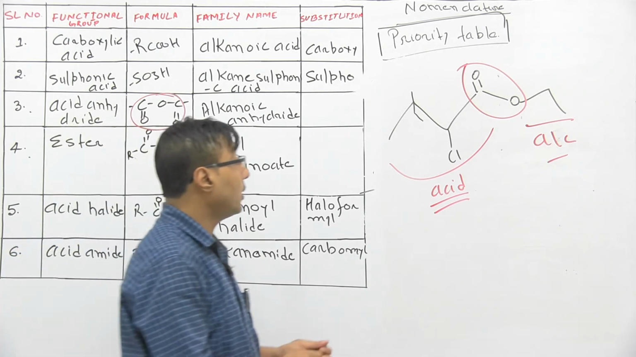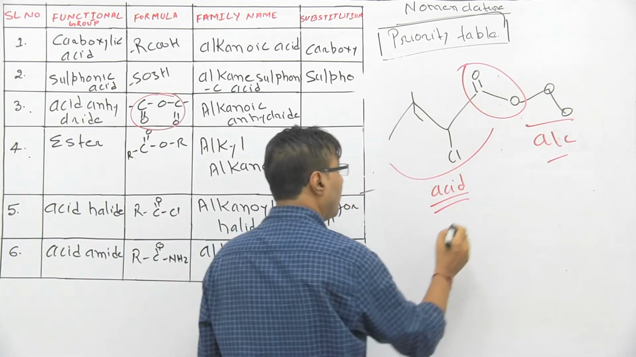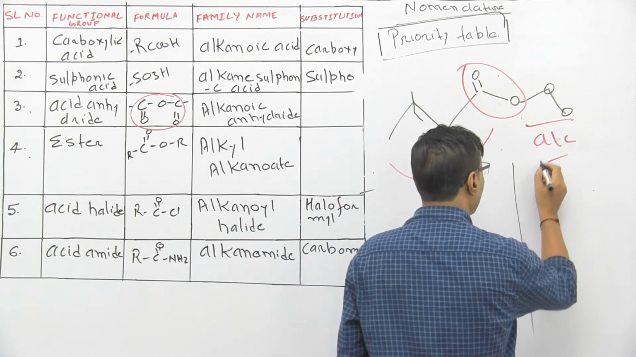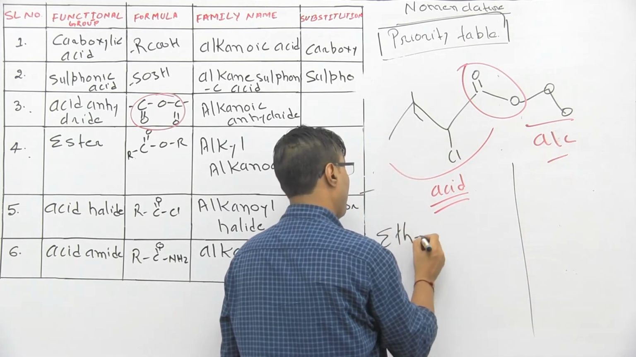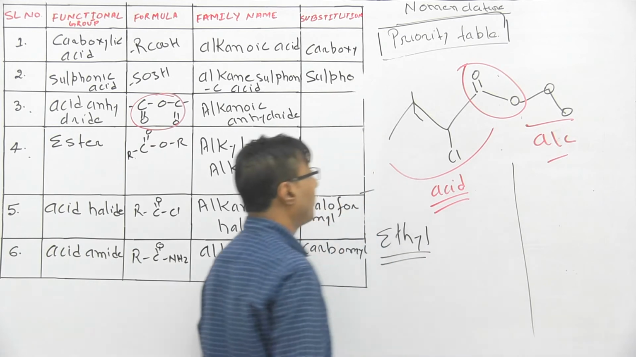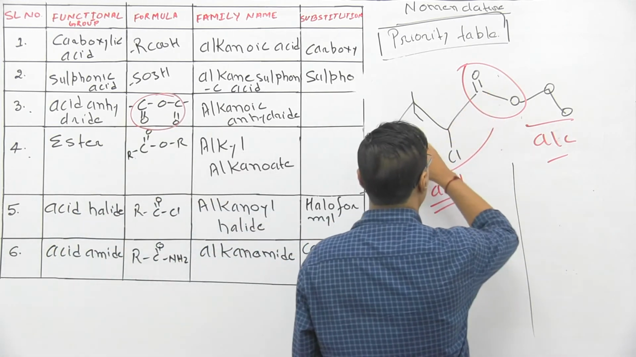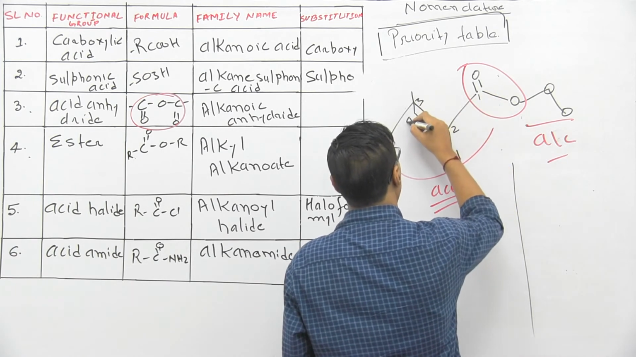How many carbon in the alcohol? 1 and 2. So for 2 carbon, what can be the name of alcohol? It's ethyl. So we have written the name of the alcohol part. Now what is the name of this acid part? How many carbon is there? 1, 2, 3, 4 and 5.